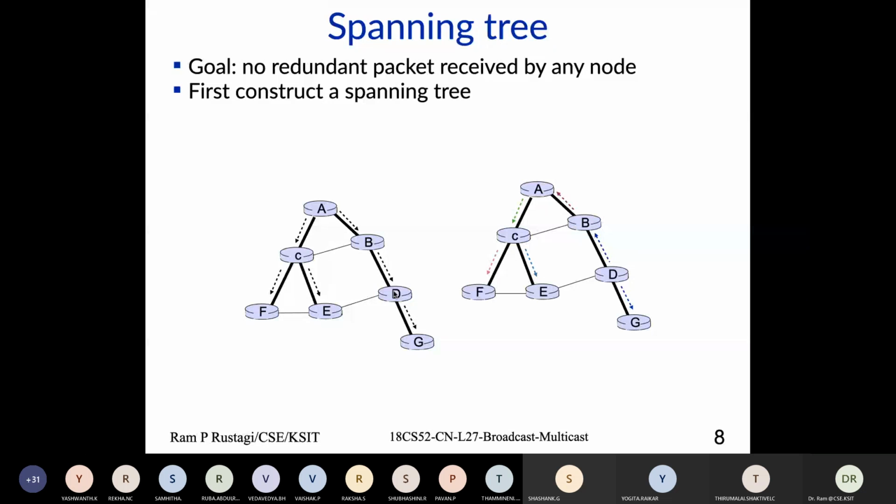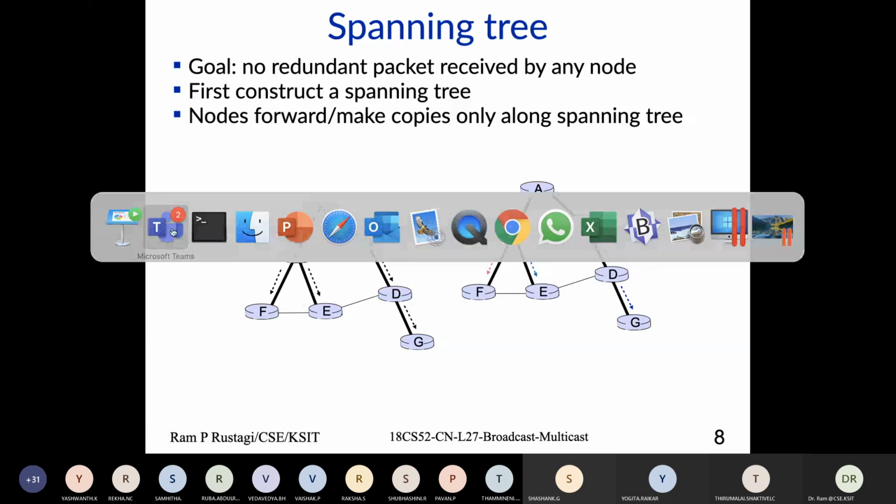That's the benefit of spanning tree. Even if, let's say, D were to send a packet to all, D would send to B and G, not to E, because this is not a spanning tree edge. B would give to A, would go to C, would go to F and E. So when a node receives a packet, it sends only on those edges that are part of the spanning tree and not others. This way we are ensuring that a node receives only one copy of a packet. A node would never receive two copies of a packet.